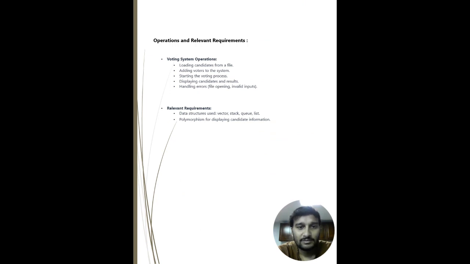Operations this project performs are like loading candidates from a file, which is giving candidates as input in a file. The program opens a file containing candidate names and parties, creates candidate or presidential candidate objects for each, and adds them to a list and organizes them in a binary search tree for sorting.